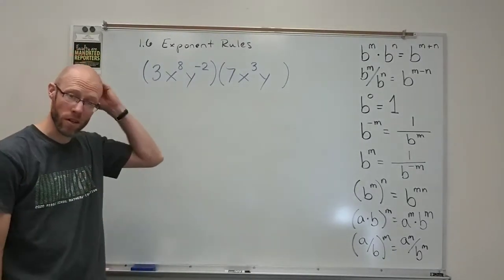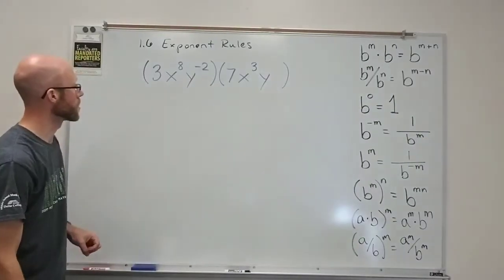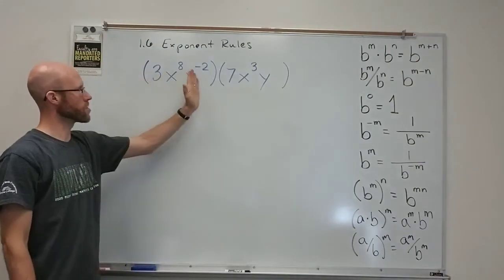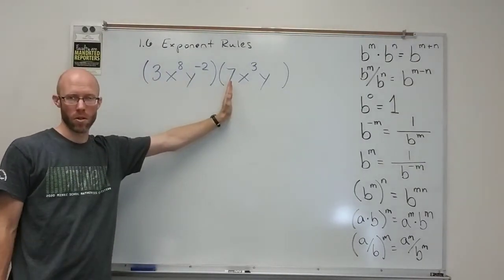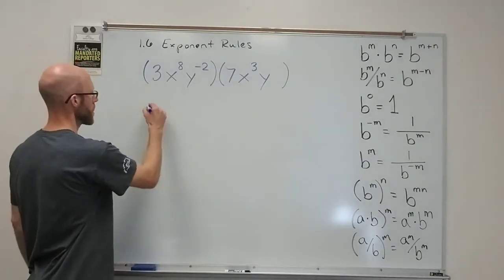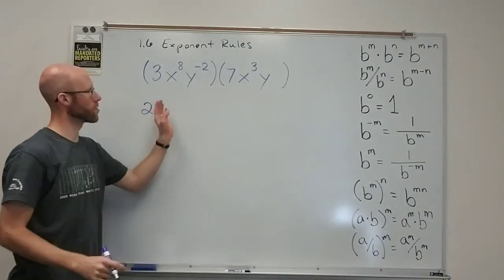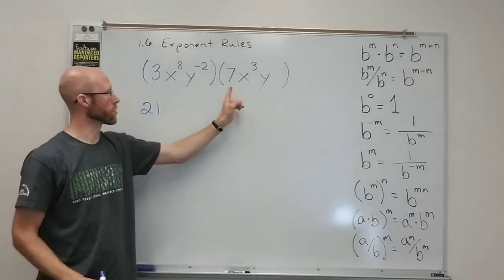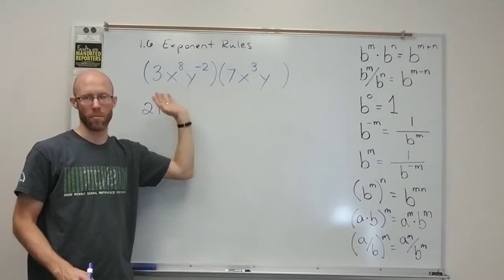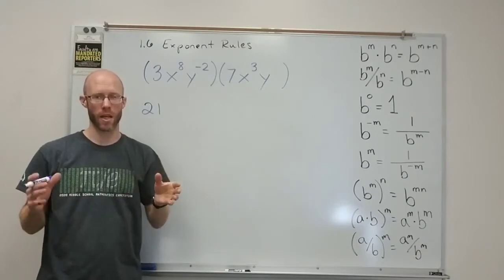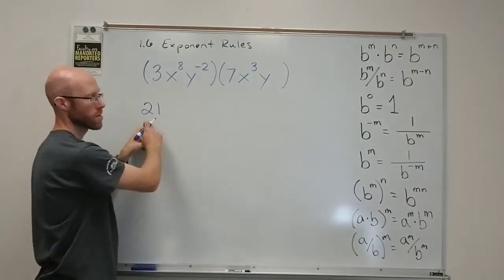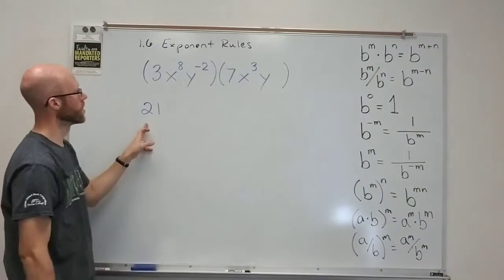Okay, so this one is a little bit different because I don't have any fractions. Again, the coefficients can be multiplied just like you would normally multiply numbers, right? So 3 times 7 is 21, so we'll keep that. Remember here, this is all multiplication. So I've got multiplying in between the parentheses, and multiplication inside. So if it's all multiplication, it doesn't really matter the order. So I'm going to take the 3 and the 7, simplify those, put those together.